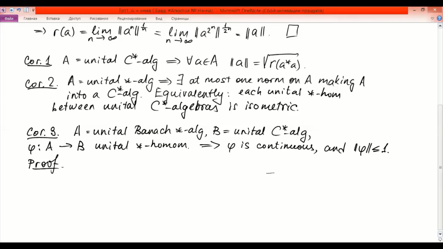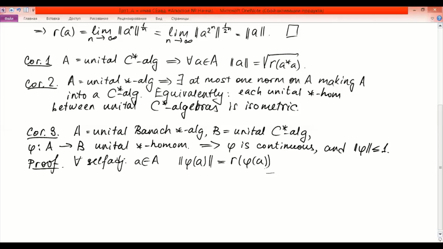To prove this result, let's first take a self-adjoint element, little a, in our algebra. We apply phi, and we observe that phi of a is also self-adjoint. And so, by the previous theorem, the norm of phi of a is the spectral radius of phi of a.